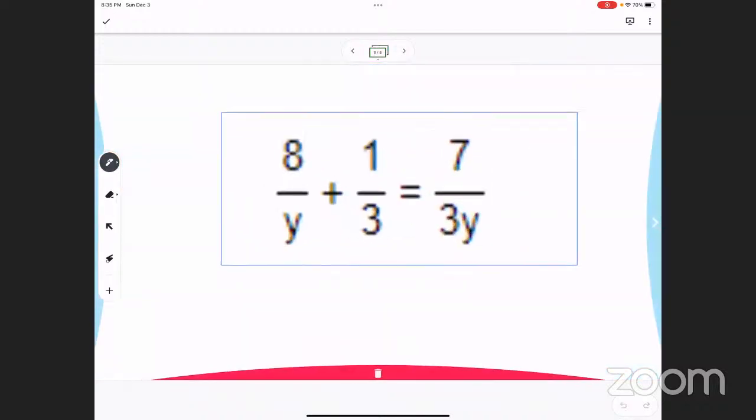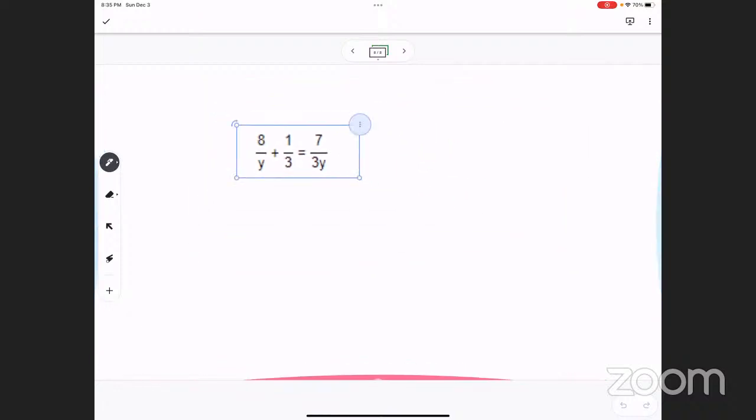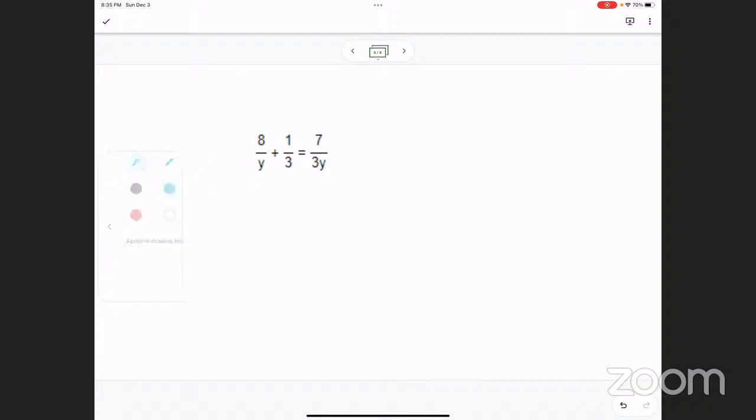So for this one, again, since this is an equation, what would be better for you to do? What would be wiser and easier? Multiply the entire thing by 3y. 3y. This is again called clearing the fraction. CTF, clear the fraction. So when I distribute this into this term, what cancels out and what am I left with?